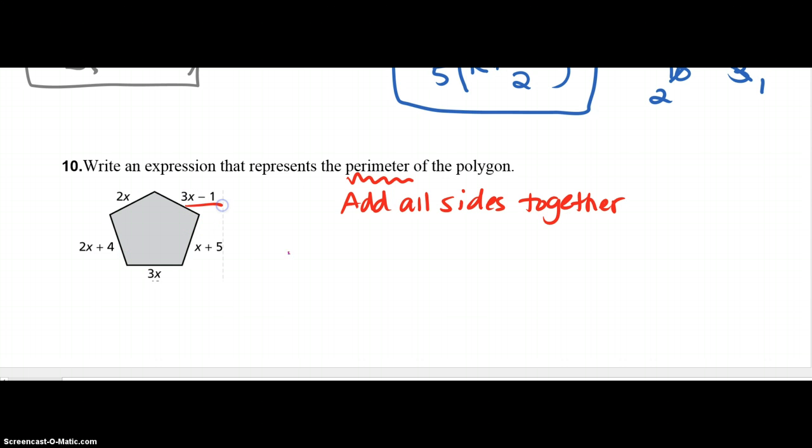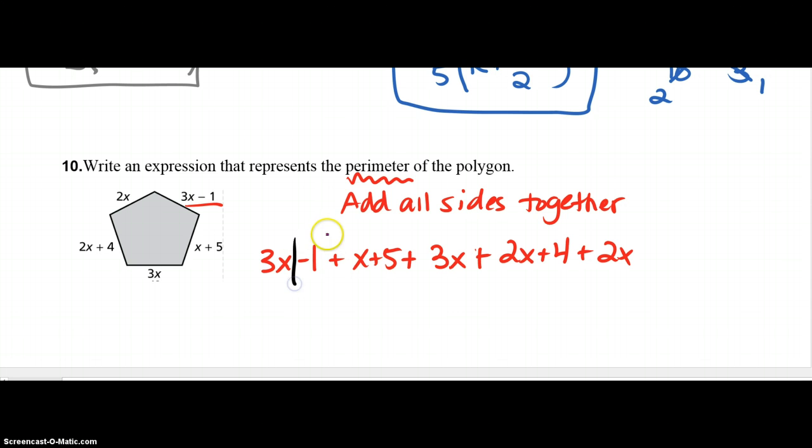So I'm going to start here, 3x minus 1 plus x plus 5 plus 3x, so I'm just going clockwise here, plus 2x plus 4 plus 2x. So now again, this is combining like terms. There's just a lot of terms here. So we're going to separate all of our terms. And I'm going to first underline in blue here all my x's. And then I'm going to use a little squiggly line in green and mark all of my constants.